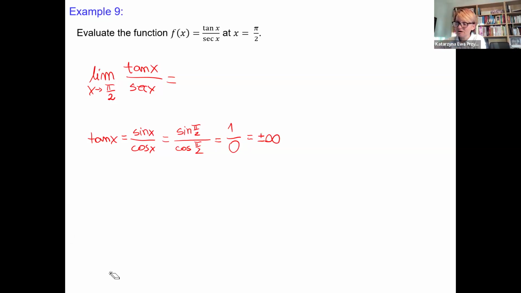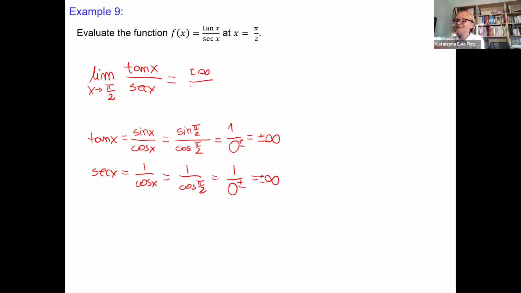Because then we have to investigate the left and the right-hand side. But it's definitely infinity, yes? Plus or minus, we don't know. Okay, that means I can say plus or minus infinity. And then what about secant? Secant is 1 over cosine, the same thing. 1 over cosine, and 1 over 0, 1 over small is a big, the same, we don't know.